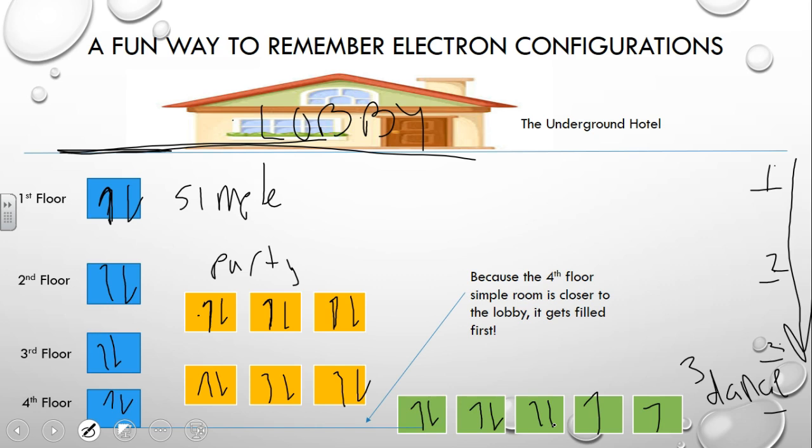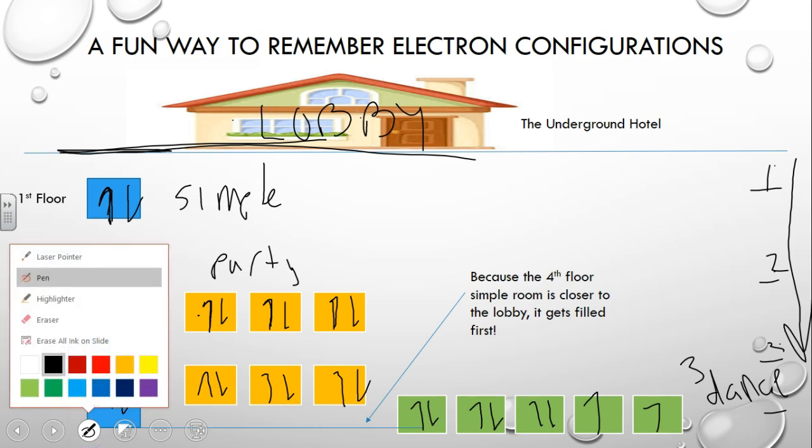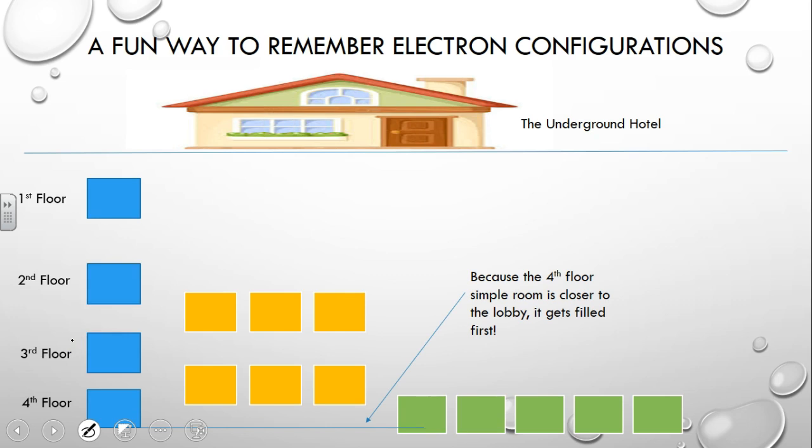Okay, so let's now take this and show how this is going to work if we have an electron, or if we have an atom. Here's the thing. These blue rooms are the S simple rooms. Those are the S orbitals. These are the P orbitals, and these are the D orbitals.